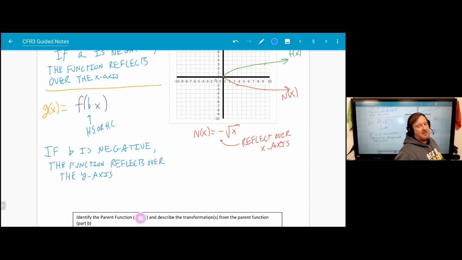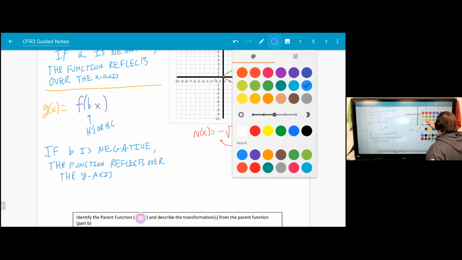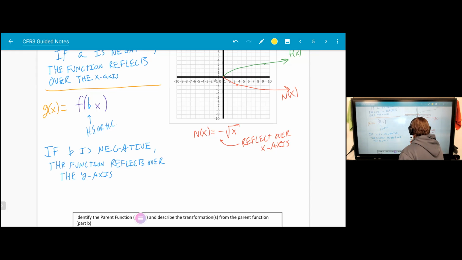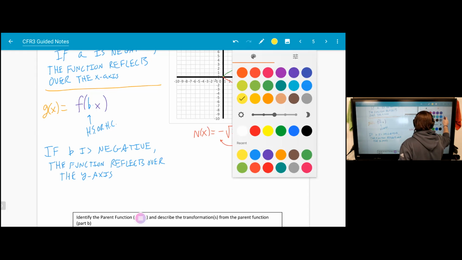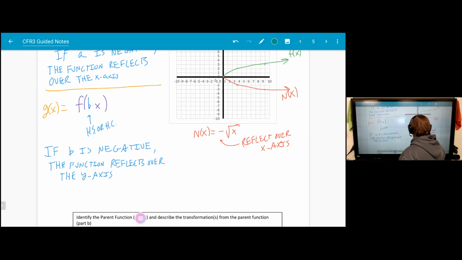What does that look like? I'm glad you asked. That's a great question. We're going to call this guy, I think, will this yellow show up? Not a chance. Let's try a different one. We'll call this one h of x. And this h of x is the square root of negative x. Since that's in there, this is a reflection over the y-axis.